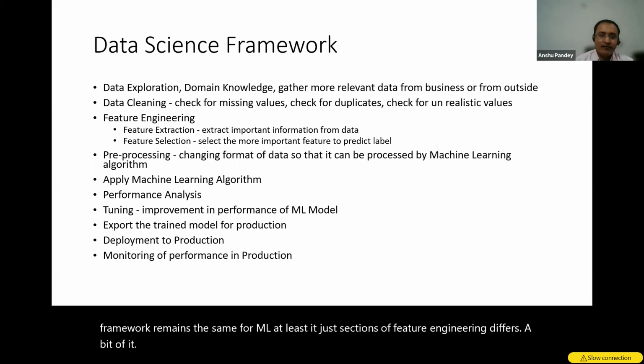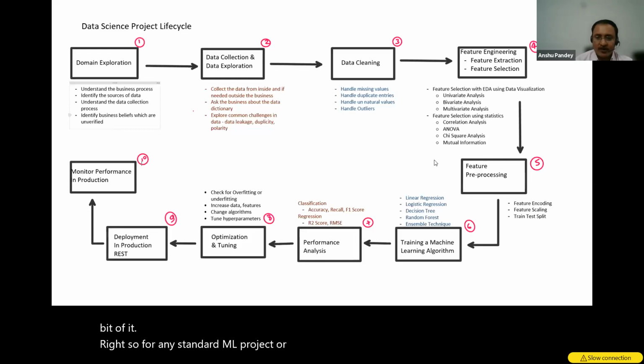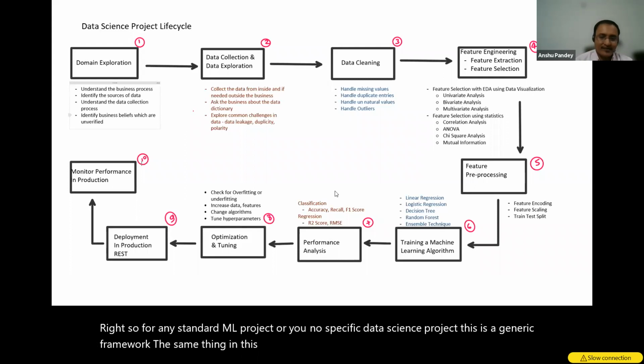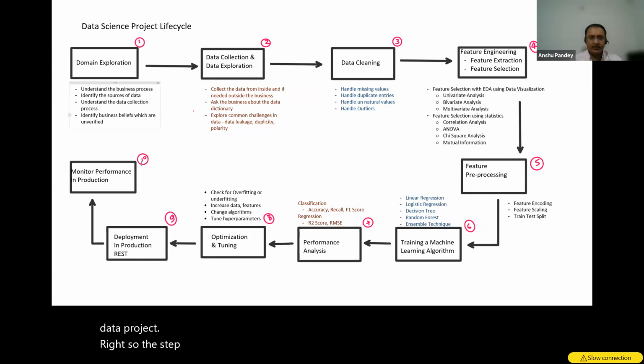Right. So for any standard ML project or specific data science project, this is a generic framework. The same thing. This slide represents what it was on the previous slide. So this is a very generic framework. We can call it more like a 10-step to-do framework for any AI and data project. Right. So step one starts primarily with understanding and domain exploration.